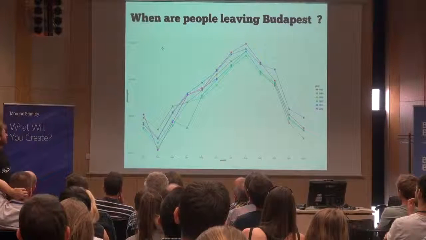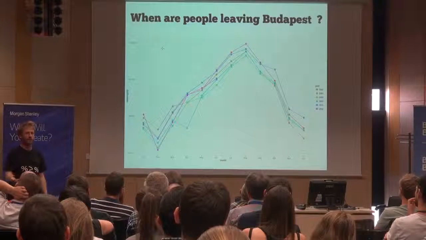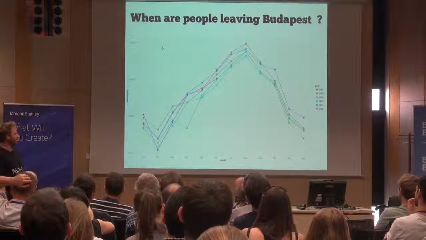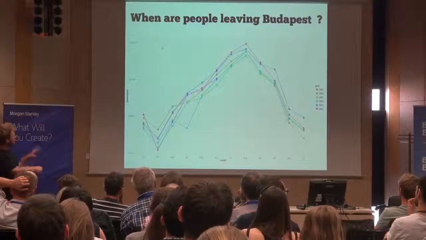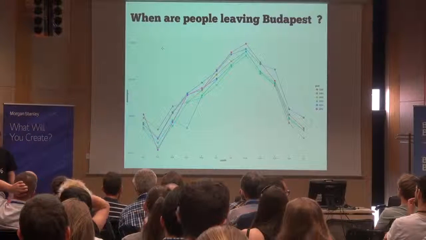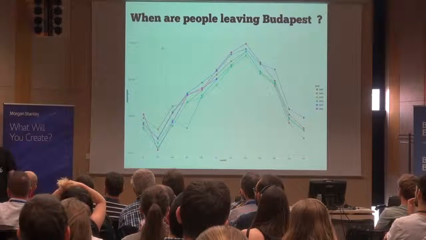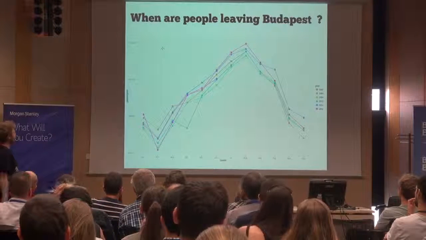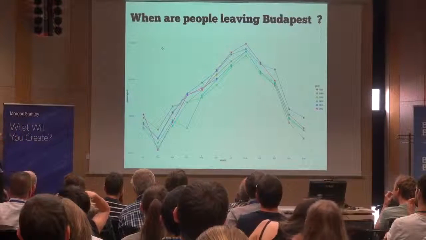I didn't really have time to look into this, but maybe someone local can tell me what happened in April 2010. Why did people stop leaving Budapest that month? There's something out of the typical trend there. Early April. Huh? Elections. Elections. All right, lovely. So when people have to vote, they don't go out of the country for a month. Interesting.